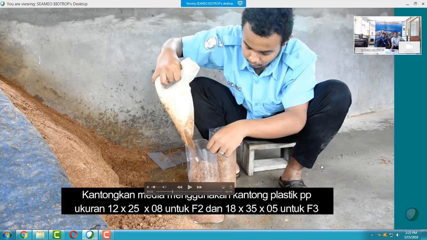And after 1 or 2 days, you can put these ingredients for our baglog into this plastic bag. Make sure you use polypropylene plastic bags, which means the plastic bag is resistant to heat, because we will be heating this plastic bag. So make sure that your plastic bag can resist heat. And the size for the plastic bag is this one. The one for F2 is smaller, but because we talk about F3 today, these are the sizes: 18 by 35, and 5 millimeters.